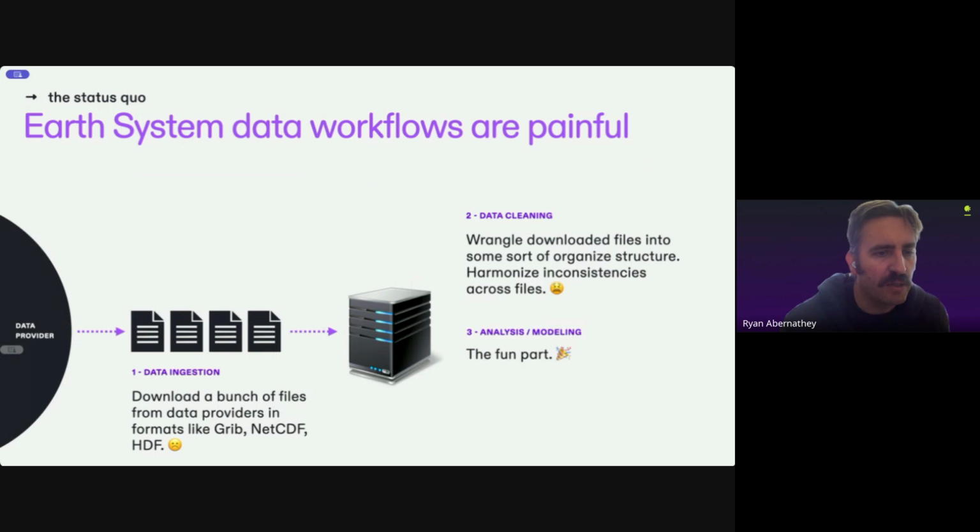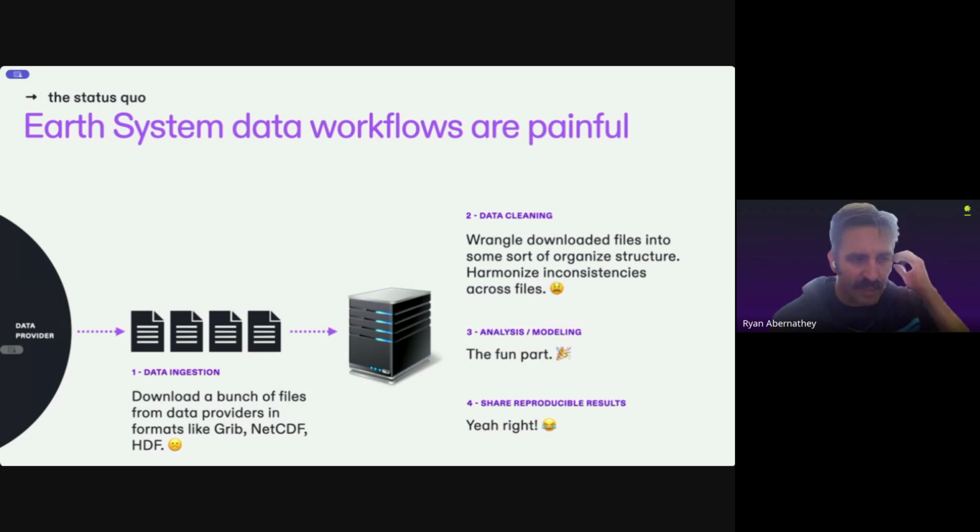Finally, we get to our analysis and modeling, which is the fun and interesting part of scientific research. And at the end of this, we aspire to share some sort of reproducible artifact with our colleagues. And that can be quite challenging if the first step in that reproducibility pipeline is: go download a petabyte of data files. That's just not something that can easily be done by a colleague. And so we see that this traditional workflow is quite a barrier towards enhanced speed and collaboration in the field of weather and climate data science.